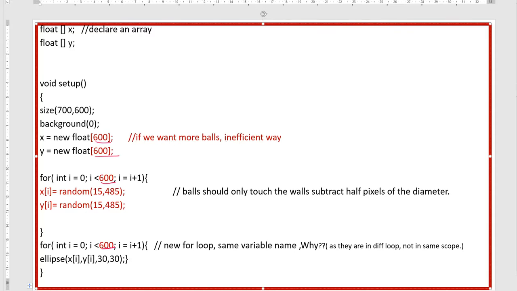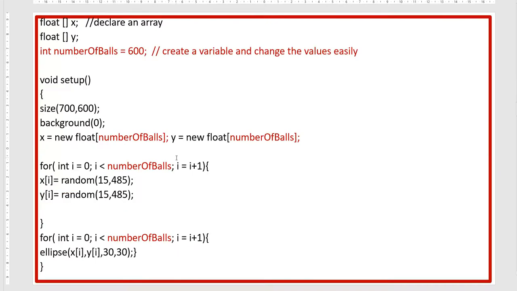This is the inefficient way, because every time I say okay, now I want 1000, you have to change here, here, here, here. I say no, 2500, change it here, here, here. Maybe sometime you will forget to change this position, maybe this position. So the good thing is you have to create a new variable, number of balls, and we need an integer data type. I said I need 600. So every time you can change it, right?